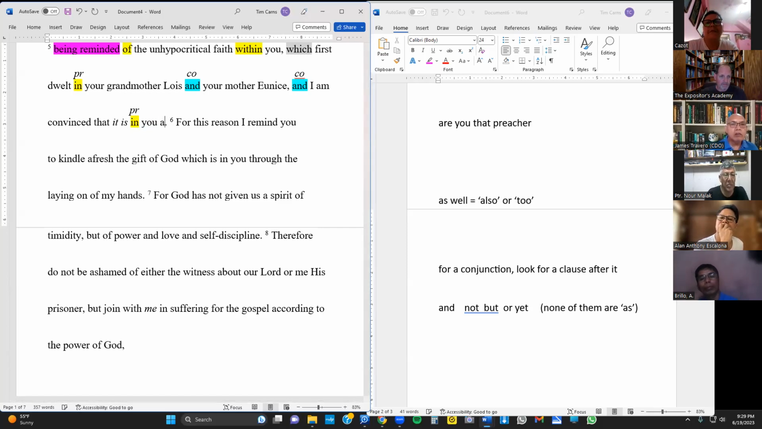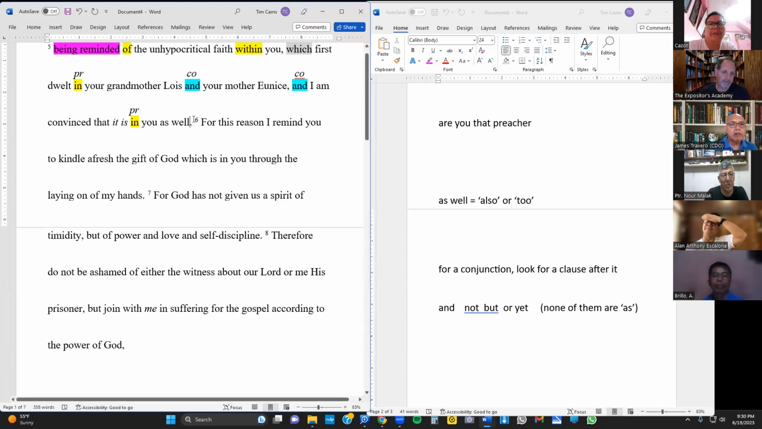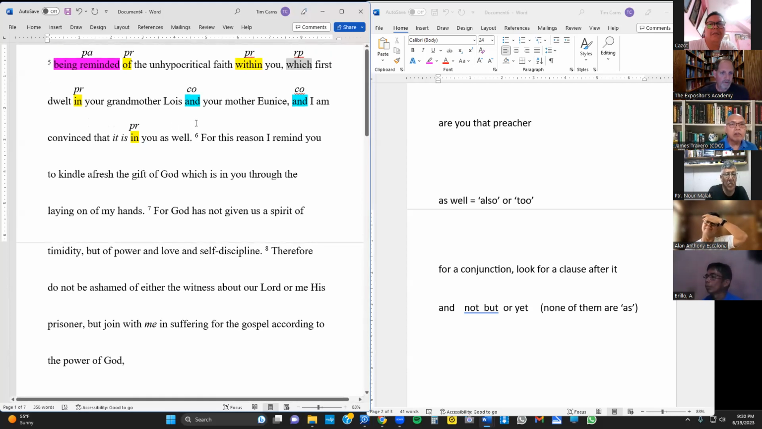So again, the challenge here with English is there's always these exceptions or these certain words which can have different meanings, and as well is one of those situations. Okay, I think you guys have identified all of the connector words in verse 5. Alan, I'm going to ask you to do verse 6.